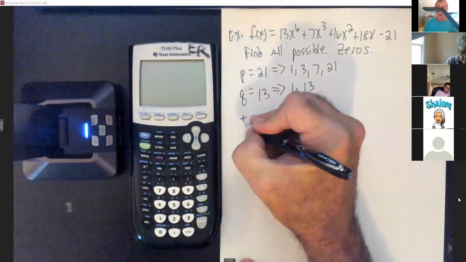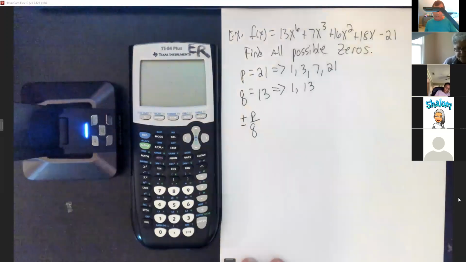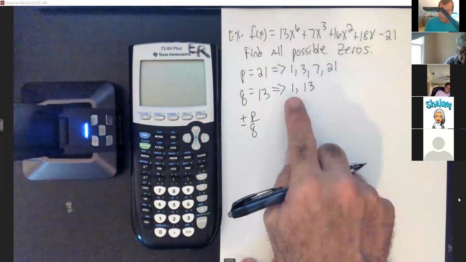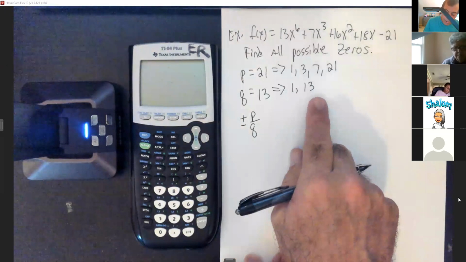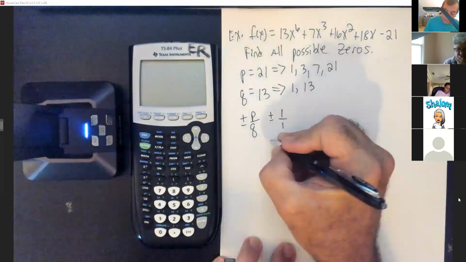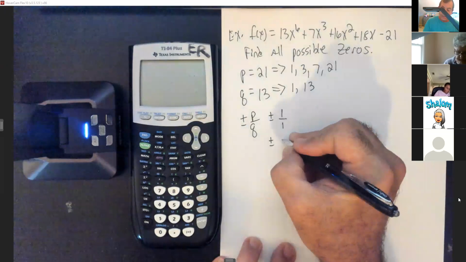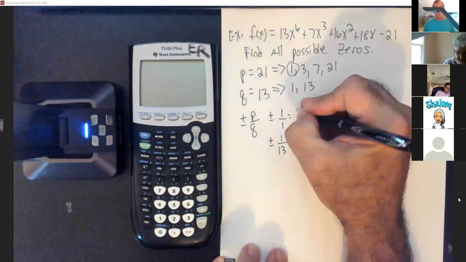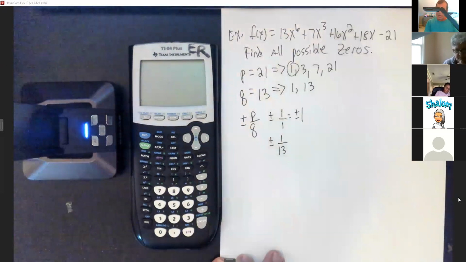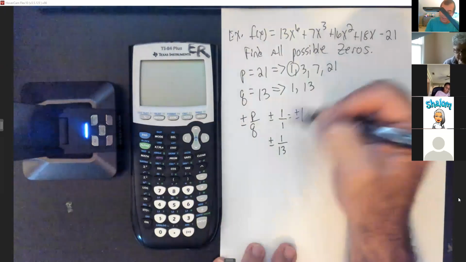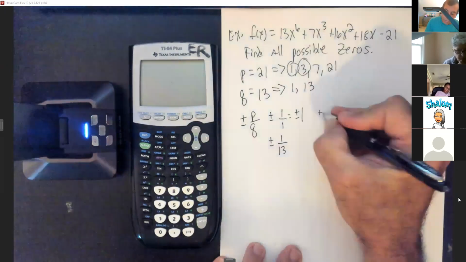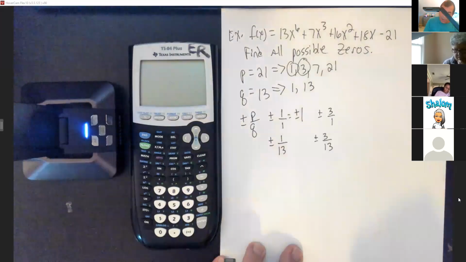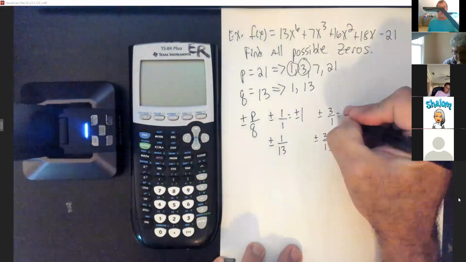So once again, I'm looking for all my plus or minus P over Q's. So I'll take all these P's and divide everybody by these two numbers. So I got plus or minus 1 divided by 1, plus or minus 1 divided by 13. So the 1 over 1 can be simplified to a 1. So that takes care of the 1 being divided twice. Then I'm going to do this 3. So 3 divided by 1, 3 divided by 13. I can simplify the 3 over 1 into a 3.